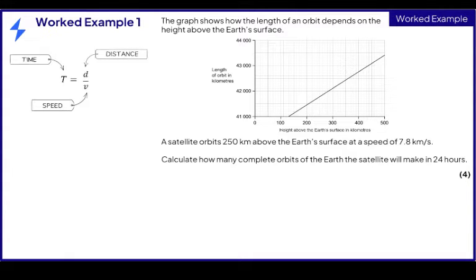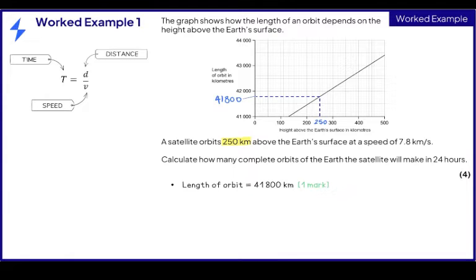First, write out the equation relating speed, distance, and time. We have not been given the distance directly, so we must read this from the graph. The height of the satellite above the Earth's surface is 250 kilometers. Reading from the graph, this equates to an orbit of length 41,800 kilometers. So this is our first mark.